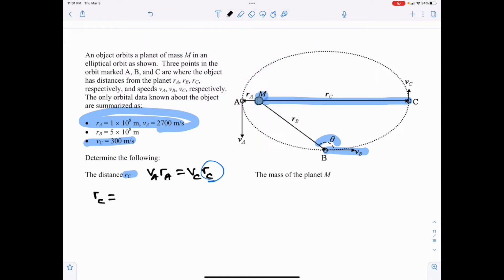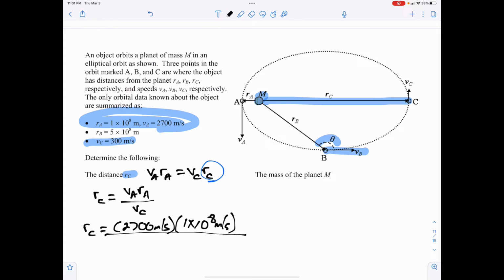So RC would be VARA divided by VC. So VA was 2,700 meters per second times RA, which is 1 times 10 to the 8 meters, and we're going to divide that by VC, which is 300 meters per second. Okay, so now when we divide by a smaller number, obviously the whole value gets bigger. And that makes sense because RC is a very big number.